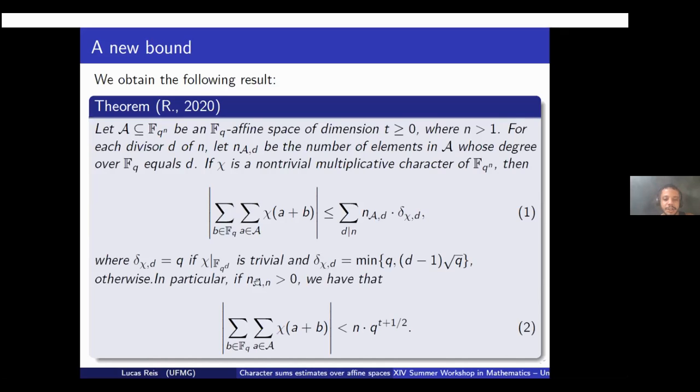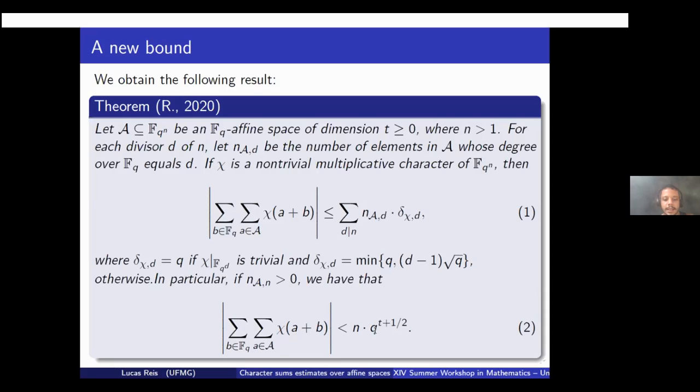In particular, if I have at least one element of degree n, so I'm just saying that N_n is positive, I can get this bound, right? So this bound here contains the size of A times Q, so Q to the T plus 1. So the trivial bound will be Q to the T plus 1. I just get n times Q to the T plus 1/2, right? So I'm just saving something, essentially a square root of Q over n.